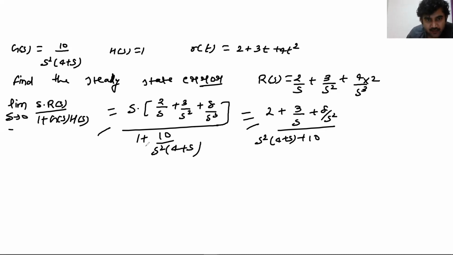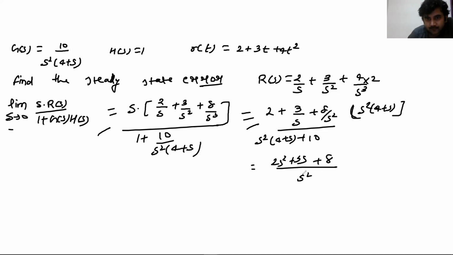Okay. We multiplied this by this, and this goes to the top, (s square 4 plus s). Multiply it, and after solving it, you can multiply this also. s square, 2s square plus 3s plus 8. s square 4 plus s plus 10 in bracket, square 4 plus s.